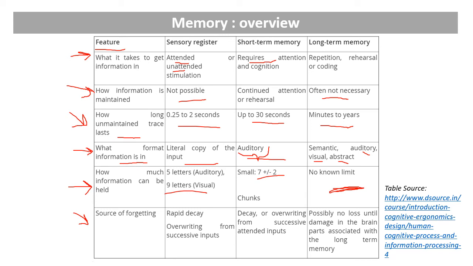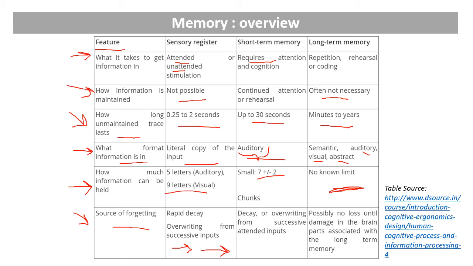And also, how do you forget information? In the sensory register, once the information is fed in, it also gets decayed. Because what happens in the sensory register is that information is coming throughout time, right? So one input will override the previous inputs.